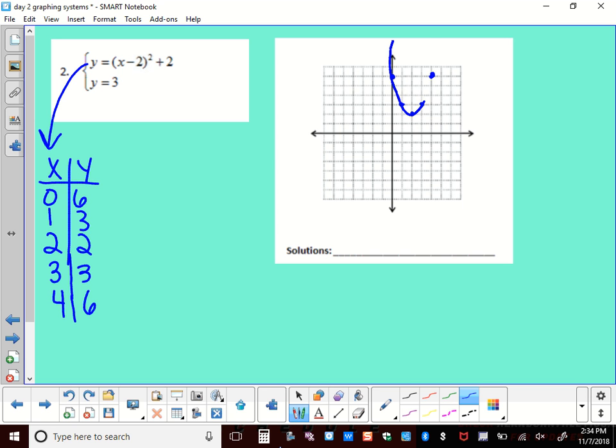All right, draw your parabola. And then y equals 3. If it's y equals, will I have a horizontal line or a vertical line? Horizontal at positive 3. So 1, 2, 3, and I'm going to have a line straight across. Gotta kind of position it.